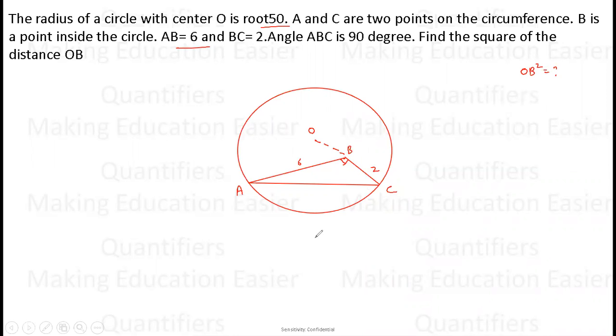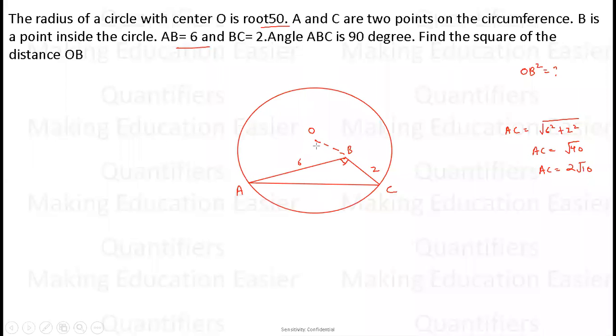Okay. So students, now first of all, you can see that ABC is a right angle triangle. So if ABC is a right angle triangle, we can find AC. I'll write it directly here. AC will be equal to square root of 6 square plus 2 square, which comes out to be AC is equal to root 40. Or we can say that AC is equal to 2 root 10.